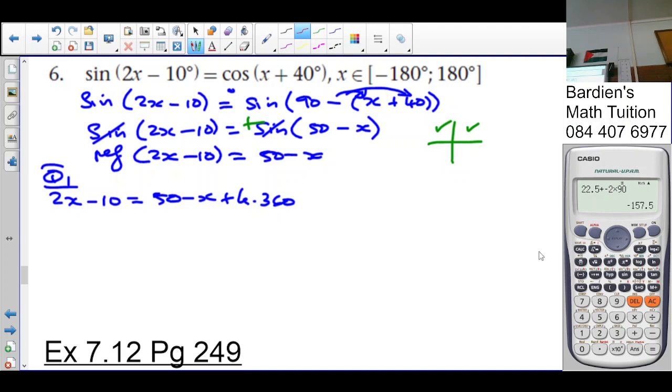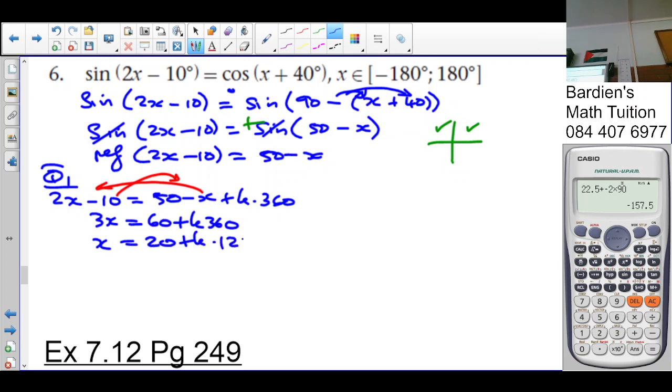So x is one side, numbers are the other side. So that's going to give us 3x is equal to 60 plus k times 360. So I divide by 3. So it's 20 plus k times 120.